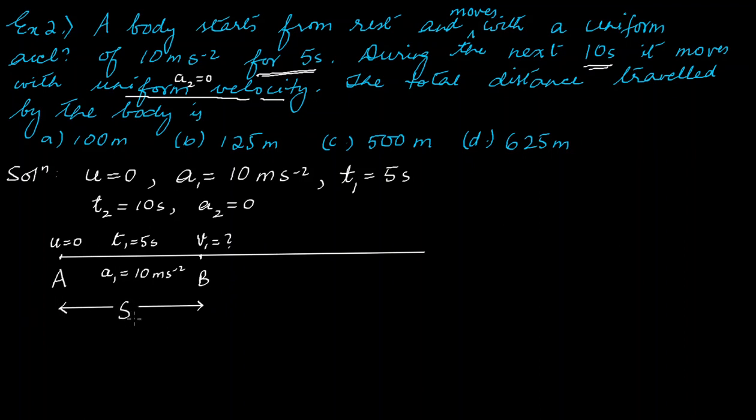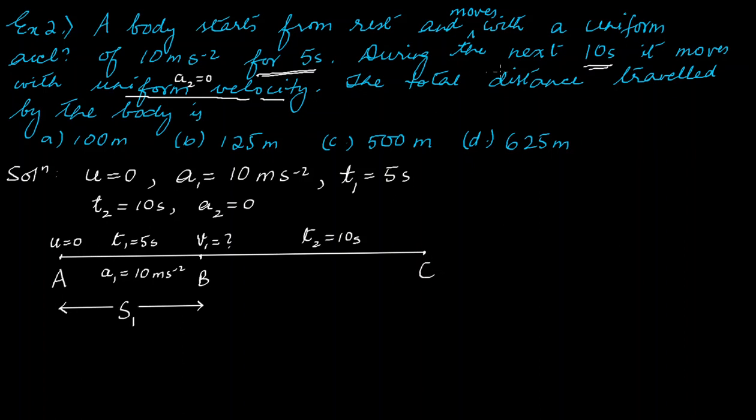Let this be s1. Here we are going to find the value of s1 because they are asking us to find the total distance traveled. So total distance will be s1 plus this next distance. In the next part of the problem it says that in the next 10 seconds, so t2 here is 10 seconds.